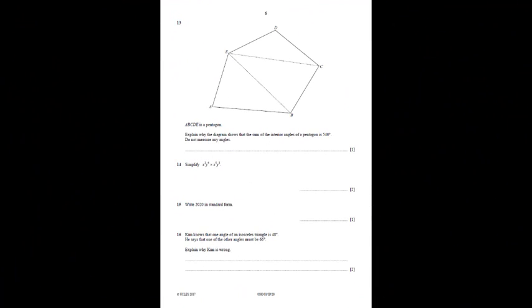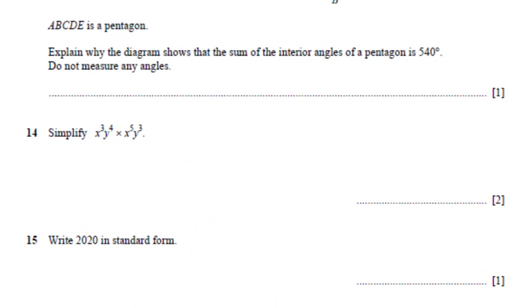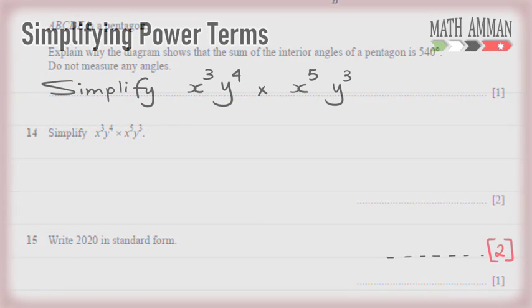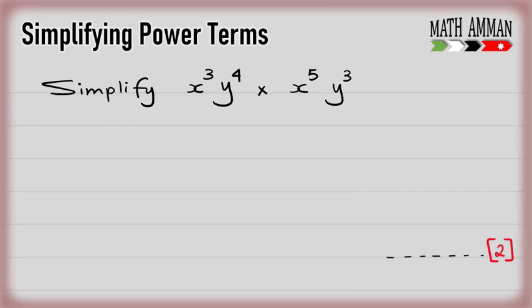Of course, it is not always that easy. There can be some harder variations of this. Here, for example, you are asked to simplify x to the power 3 y to the power 4 times x to the power 5 y to the power 3. In this case, all terms are multiplied together even if some multiplication operators are not written. And we can use the commutative property to reorder the terms as x to the power 3 x to the power 5 times y to the power 4 y to the power 3.